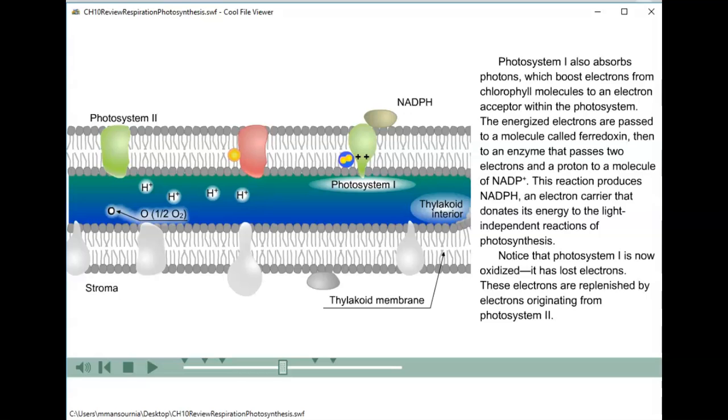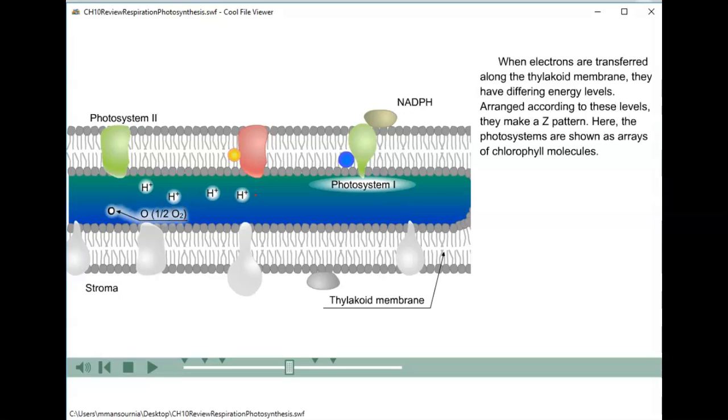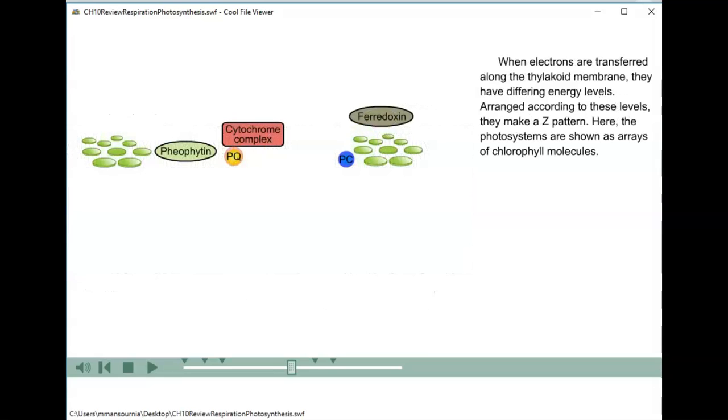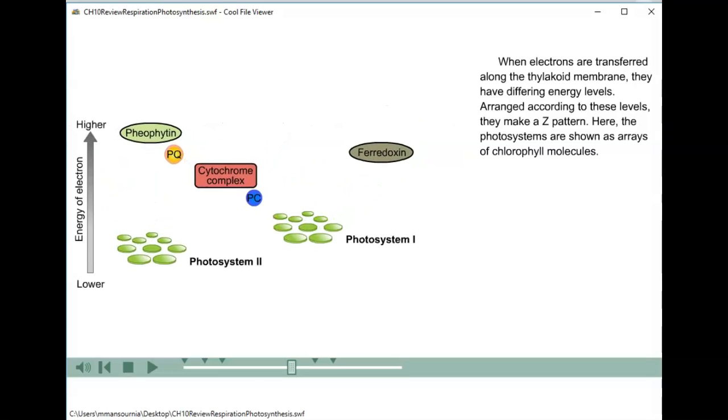Notice that photosystem 1 is now oxidized. It has lost electrons. These electrons are replenished by electrons originating from photosystem 2. The result of these light-dependent reactions is the production of NADPH, a proton gradient that fuels ATP production, and the release of oxygen gas into the environment.